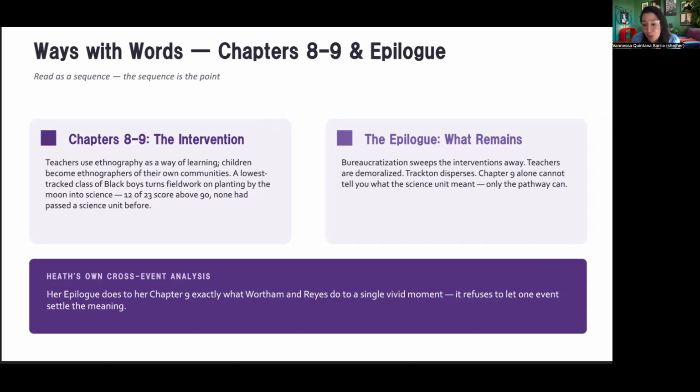So that is Heath doing cross-event analysis on her own intervention. Her epilogue does to her chapter 9 exactly what Wortham and Reyes do to a single vivid classroom moment. It refuses to let one event settle the meaning.